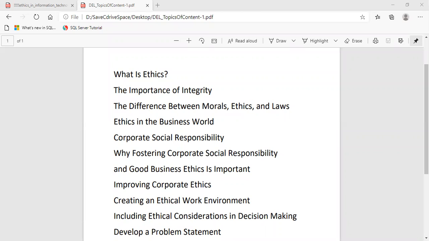Let's discuss why it is important to foster CSR and good practices of ethics in business. Organizations have at least five good reasons for pursuing corporate social responsibility goals and for promoting a work environment in which employees and all the other stakeholders are encouraged to act ethically when making business decisions. These five reasons are listed, number one, as gaining the goodwill of the community.